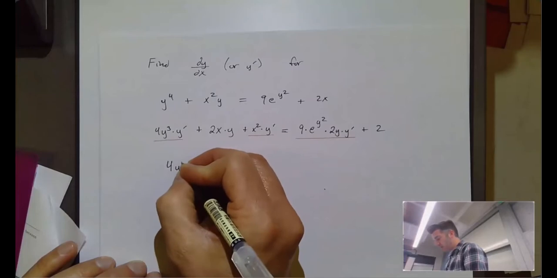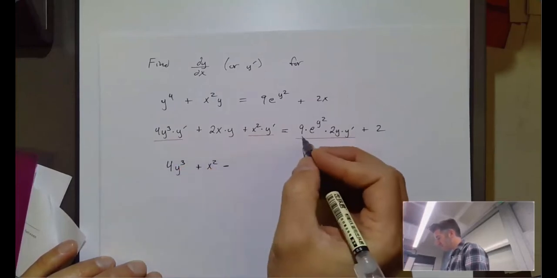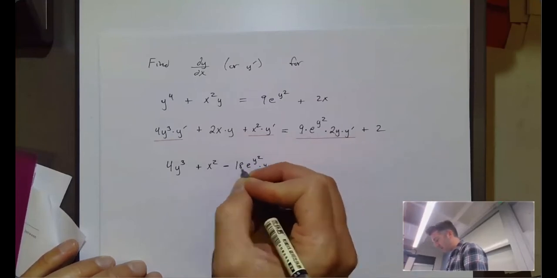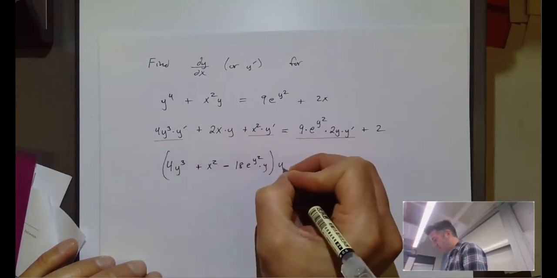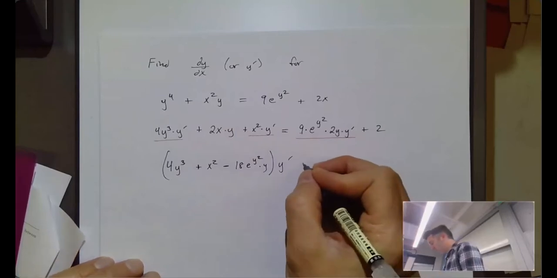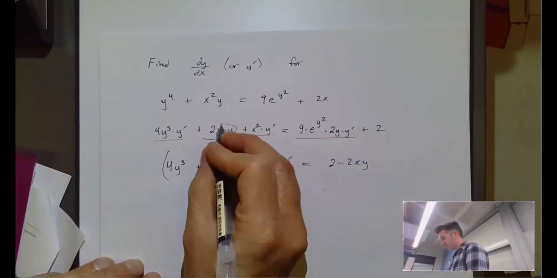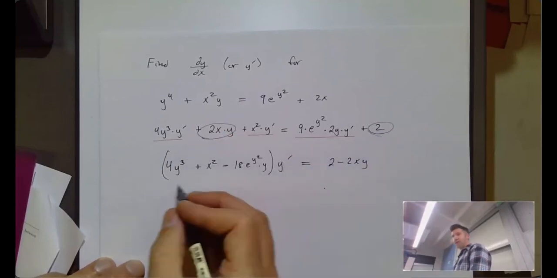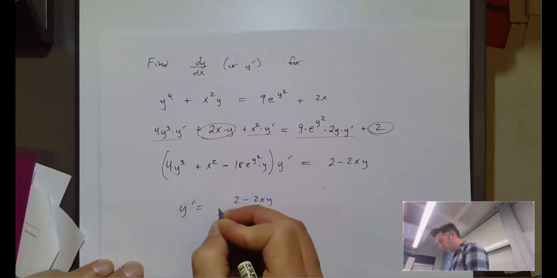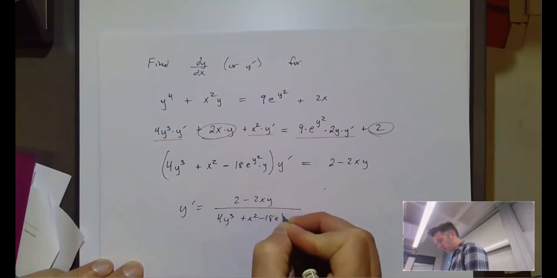So I might write this as 4y cubed plus x squared minus 9 times 2 is 18e to the y squared times y. And then all of that is multiplied by a y prime. Or you can do it in 2 steps. Equals 2 minus 2xy. And then finally, divide by all this stuff over here. So y prime equals 2 minus 2xy divided by 4y cubed plus x squared minus 18e to the y squared times y.